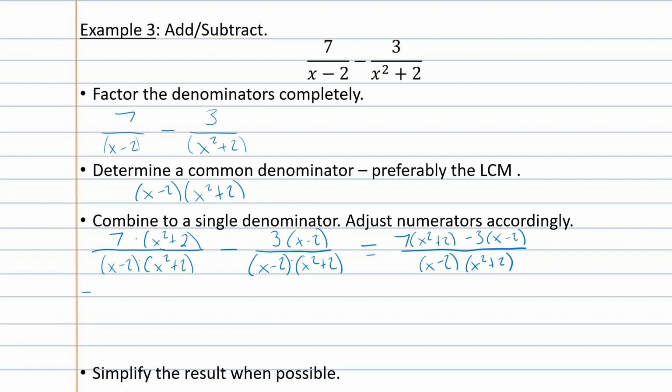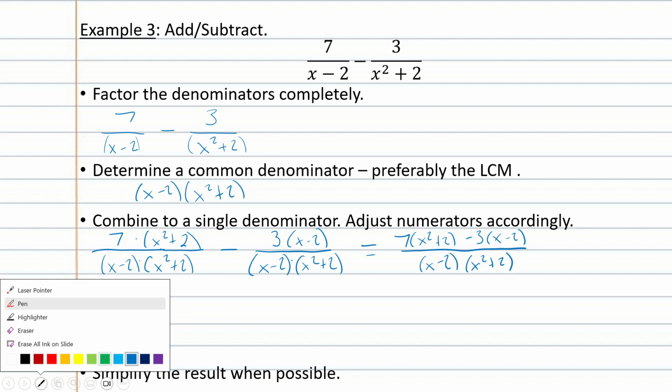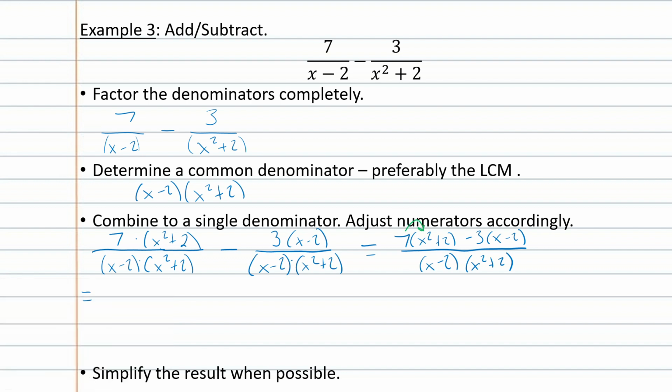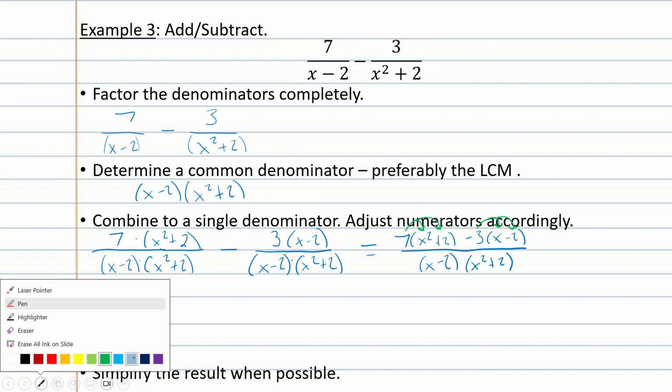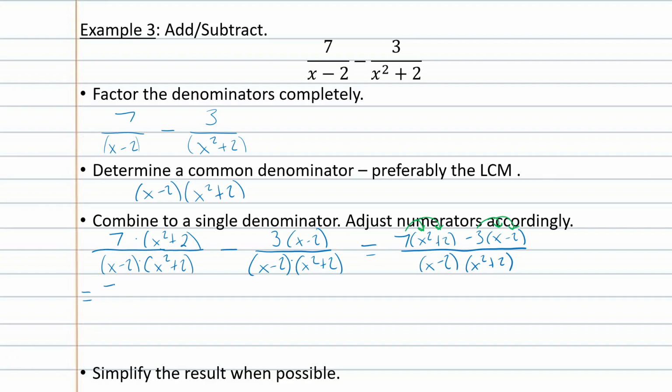Sometimes when you simplify that numerator, you get some cancellations that'll happen. In order to simplify that numerator, I need to distribute the 7 to the x squared and the 7 to the 2, and then the negative 3 to the x, and the negative 3 to the negative 2. So let's see if we can do that. So 7 times x squared is 7x squared. 7 times 2 is 14. Negative 3 times x is negative 3x. And negative 3 times negative 2 is positive 6. The denominator, we're going to leave it as it is.